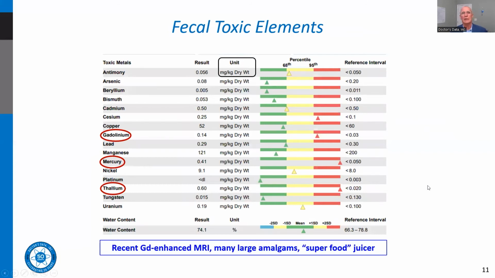Now, we do offer fecal toxic element testing, and we express the metals as milligram per kilogram dry weight. And you can see here that this particular patient had a recent gadolinium-enhanced MRI, many large amalgams, and was in fact a superfood juicer. And we'll talk a lot more about that. So there are people that use this test to convince people that maybe what they're eating is not so good, but it's not such a good indication of the exposure that one's actually getting into the body.